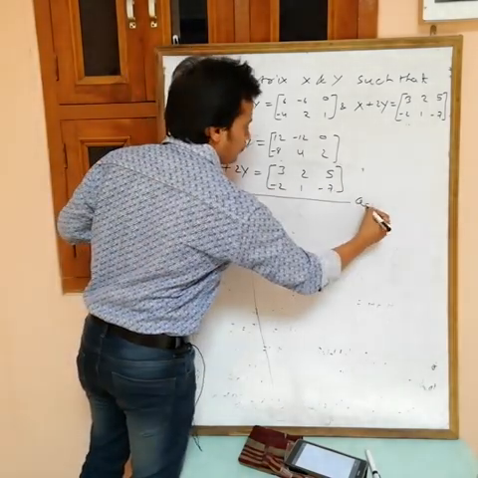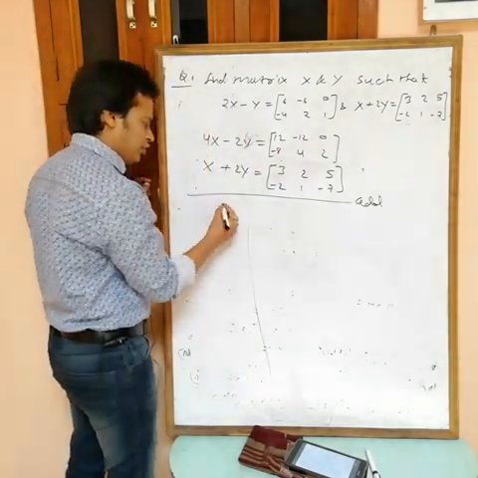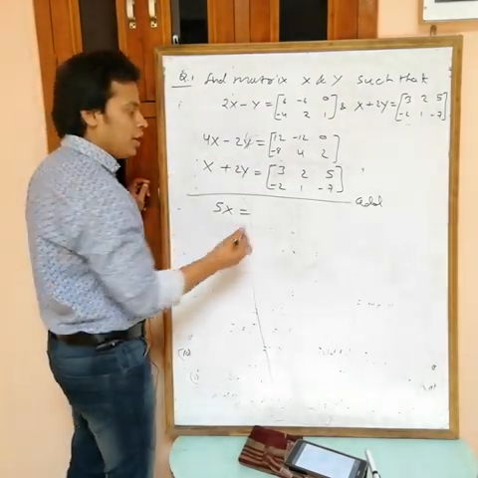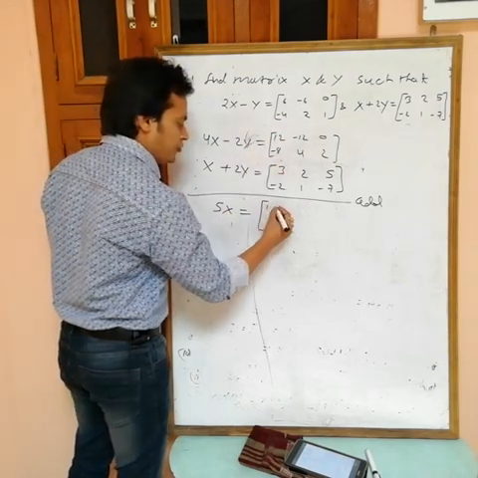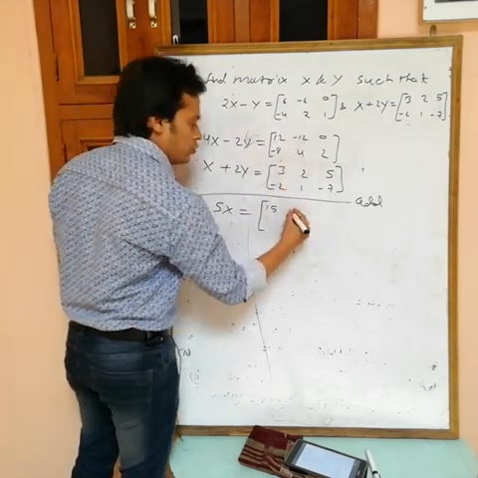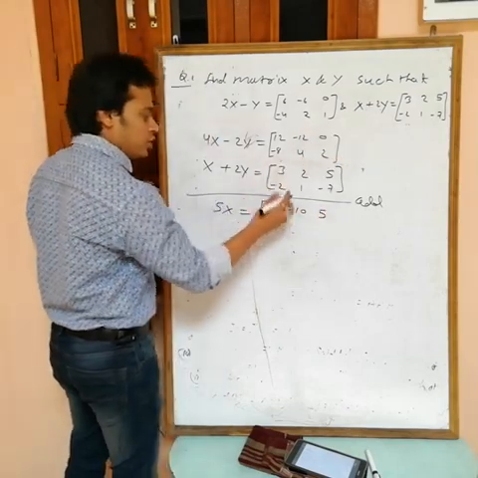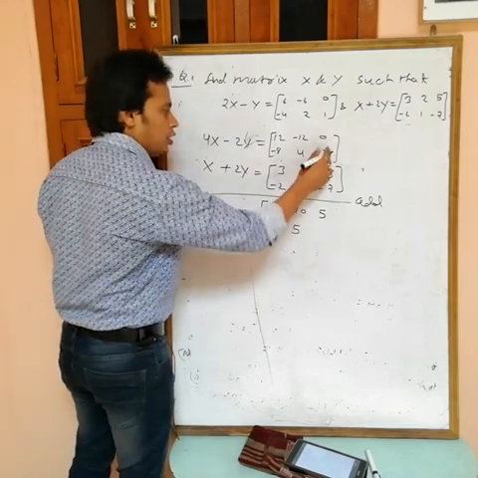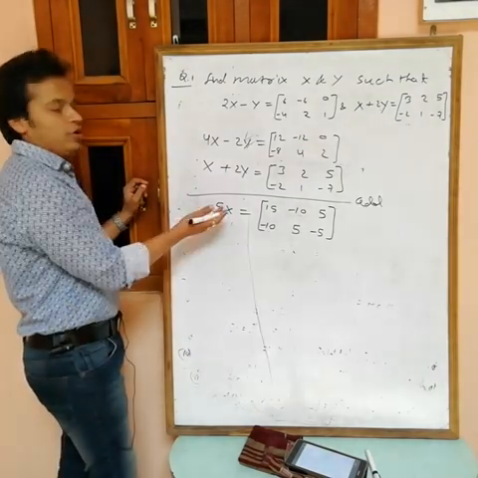Now add to get the value of X. If you add, minus 2Y plus 2Y cancel out, what are we getting? 5X. Now how to add the matrices? Simple, add corresponding elements: this one plus this one 15, this one plus this one minus 10, 5, minus 8 minus 2 is minus 10, 4 and 1 is 5, and 2 and minus 7 is minus 5.